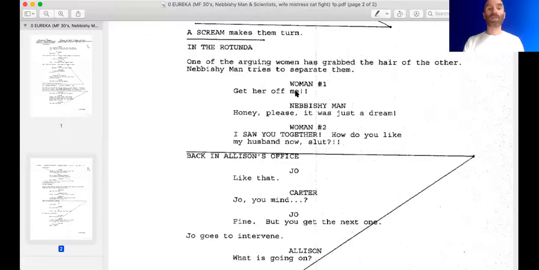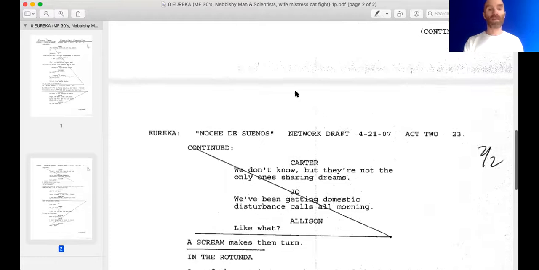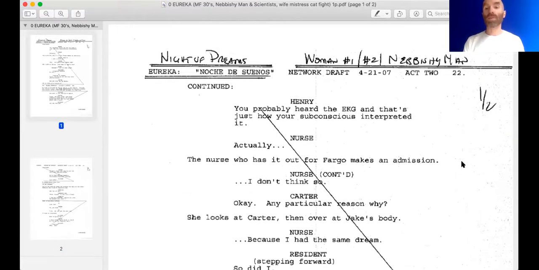So this is from a show called Eureka. It's a comedy. I'm going to read the crossed out parts because I think that gives you enough information that then you can actually make the choices that you need to make about this. So Eureka, Noche de Sueños. Act 2, we've got page 22 here at the top. That tells us that you're part way into the script.